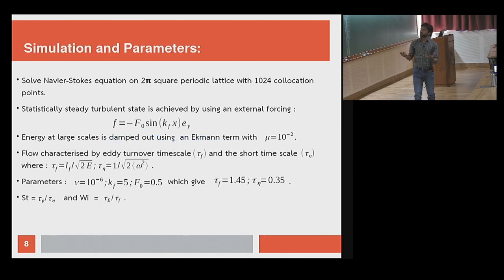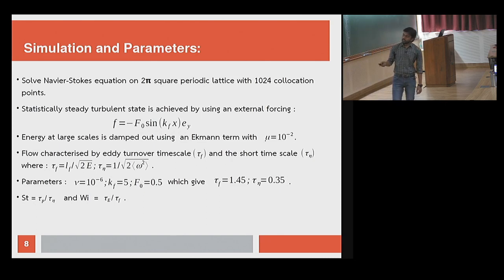We are basically solving a Navier-Stokes equation on a 2π cross 2π periodic box using 1024 collocation points. These are all the parameters characterizing the flow. The main thing that we have to look for is the Stokes and the Weissenberg number. These two numbers characterize the chains. Stokes characterizes the inertia, Weissenberg characterizes the elasticity of the chain.